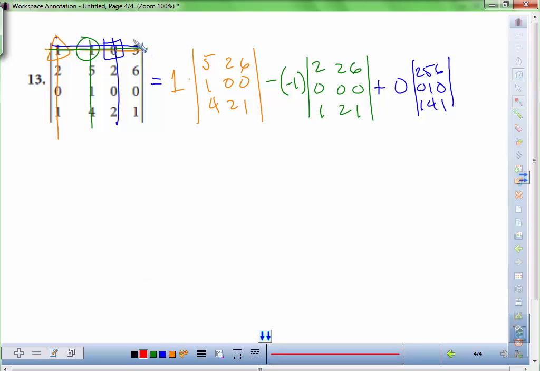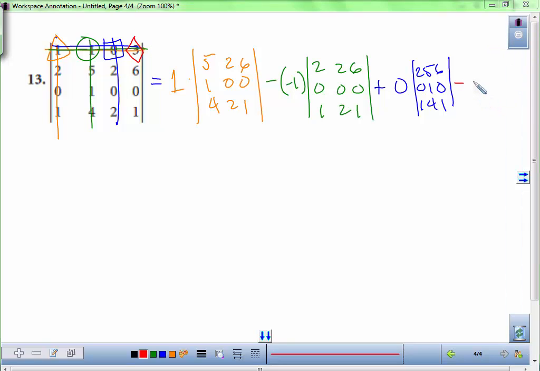And then finally, remember that the sign changes to a negative, and then I have that constant 3. Cross out the first row and first column, and then I have 2, 5, 2, 0, 1, 0, 1, 4, 2. Now for each of these, I would need to find the determinant of a 3 by 3 matrix.